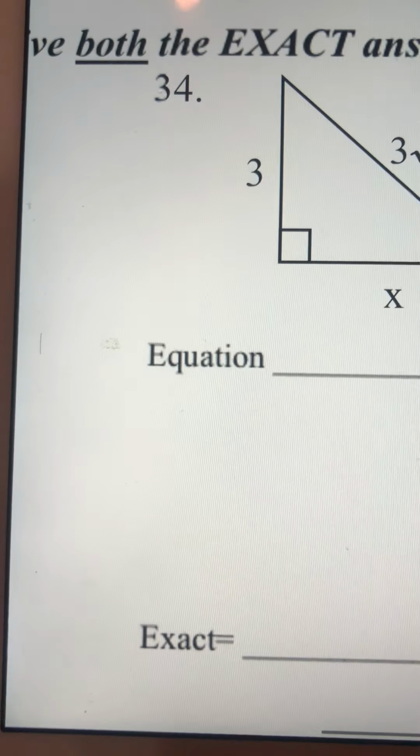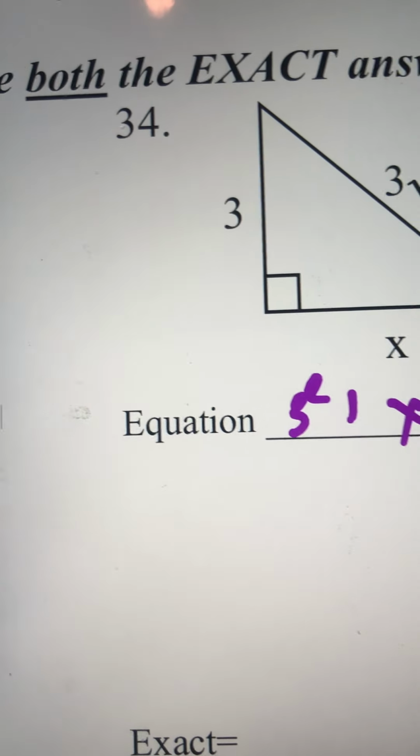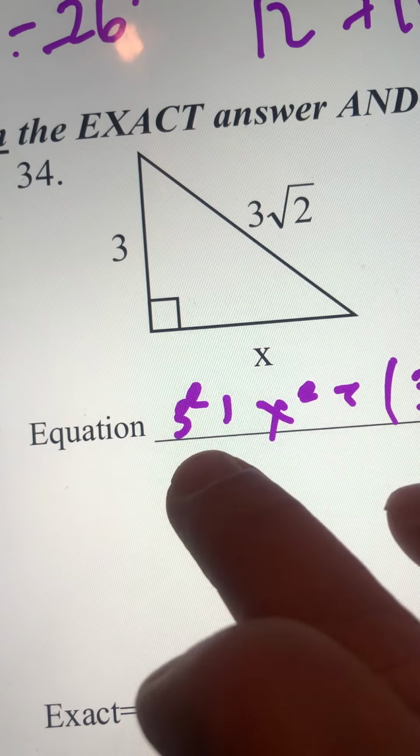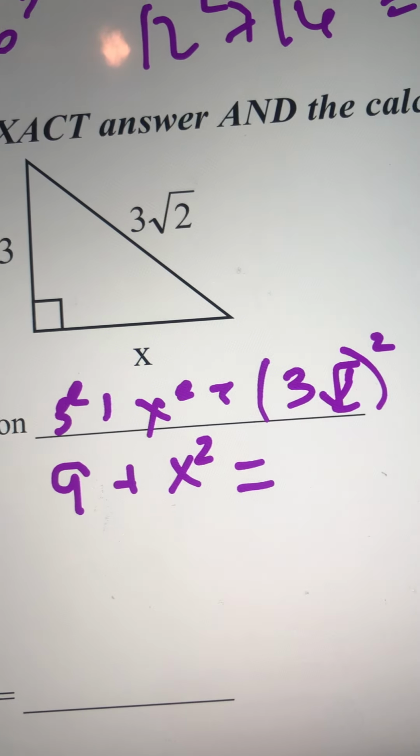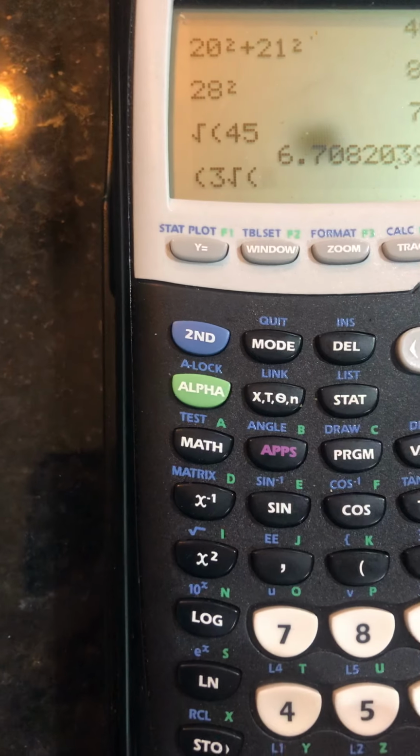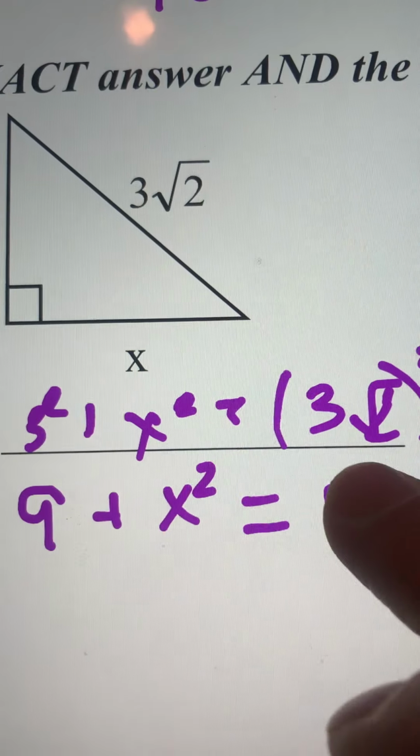Starting with 34, now this one's a little bit trickier. 3 squared plus x squared equals the 3 root 2 squared. And by the way, this works a lot better if you have a stylus. We don't. So 3 root 2 squared, I could do that on my calculator. That's possible. I have to just do that double parentheses squared, or I could do 3 root 2 times 3 root 2, and I'm going to get 18.